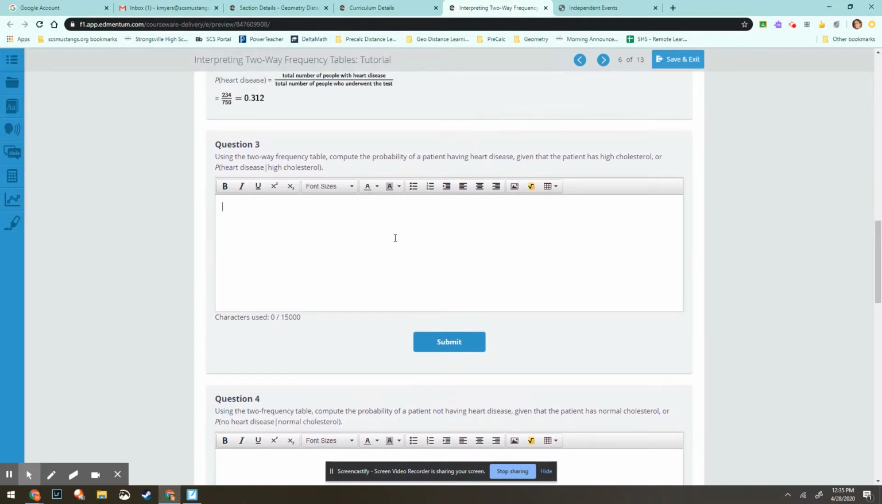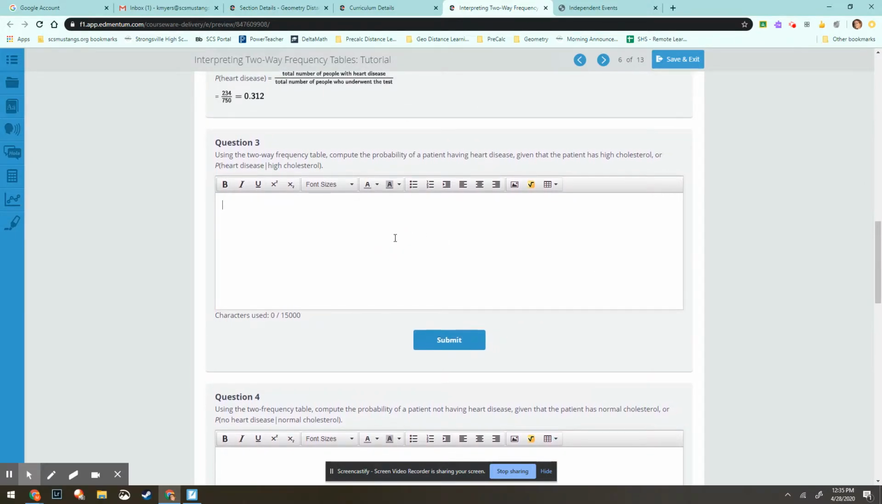Number 3, now we're going to figure out the probability of a patient having heart disease given that they have high cholesterol. So when you have this given statement here, there's two ways you can do this. You can either use that formula we used a while ago, but I'm guessing most of you have forgotten that by now. But what I like to do is just limit the sample space. And this is going to be my sample space.